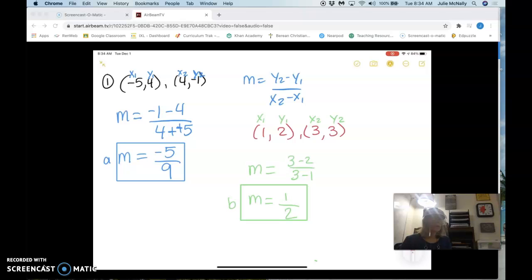The trickiest part will be writing down what the coordinates are based on those points that they give you, and then plugging it in and making sure you get all your negatives correct.